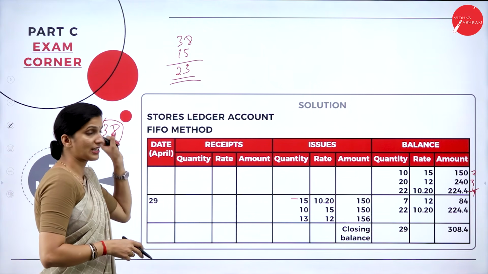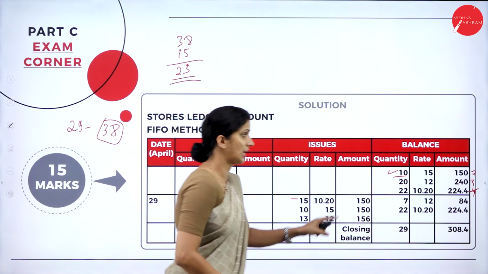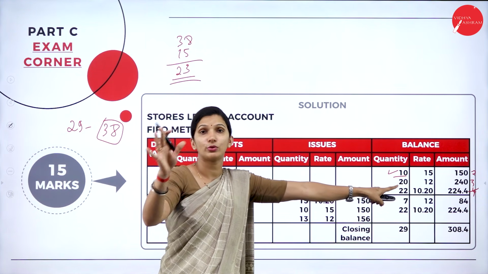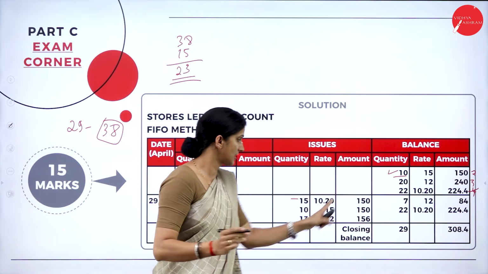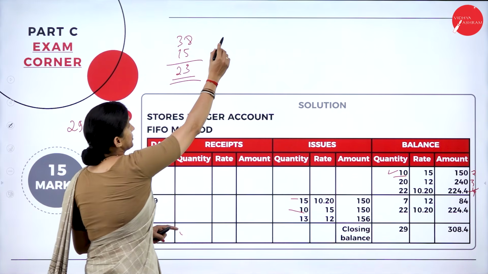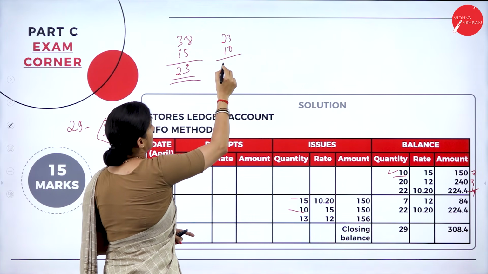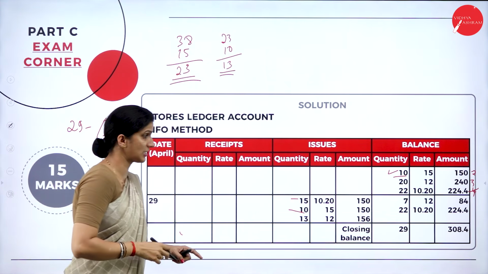And for that 23, we'll go for the second lot. So this is the second lot. And in the second lot, again, we have only 10 units. So those 10 units, entire units, we will issue here. So from 23, we have issued 10. So remaining we have here 13 units of material.